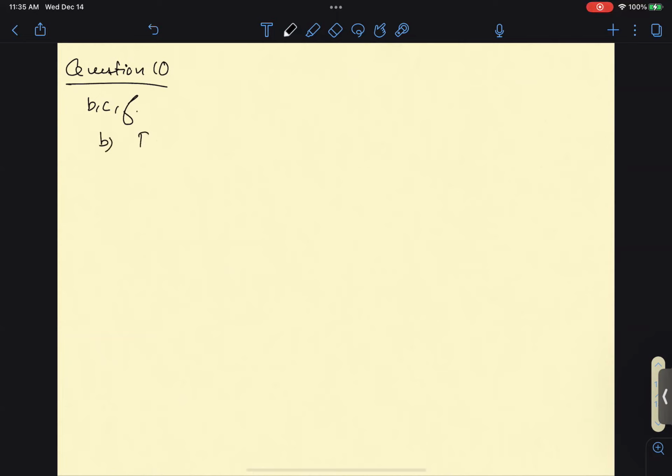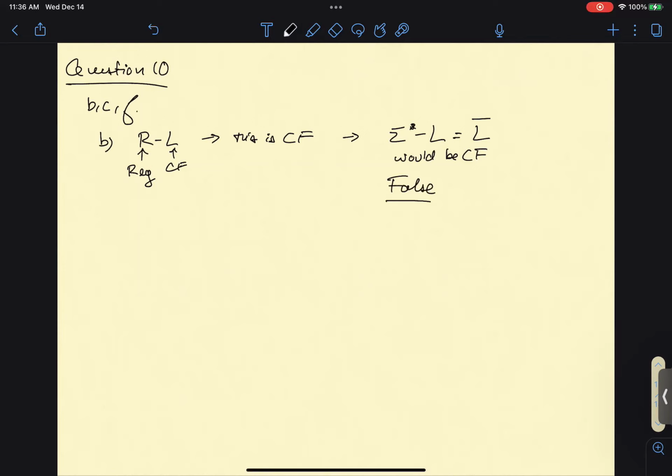So you have R minus L. So this is context free, and this is regular. And the claim here is that this will always be context free. Well, this can't be true, because if it were, then that means that sigma star minus L, which is L complement, would be CF. And so that's a contradiction. And so that's why this is false. Okay, good.